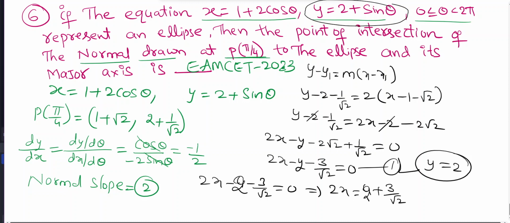This is 2 plus 3 by root 2. So from this, x is equal to, dividing by 2, 1 plus 3 by 2 root 2. This is x. Therefore the point P is the point of intersection of the normal and the major axis. The x value is 1 plus 3 by 2 root 2, comma, y value is 2. This is the required point.